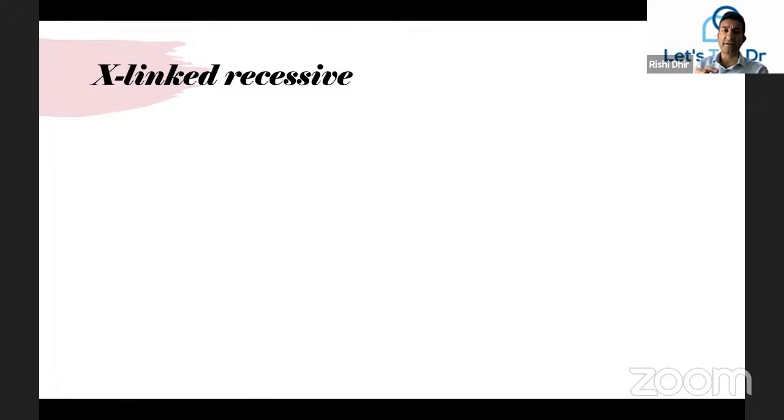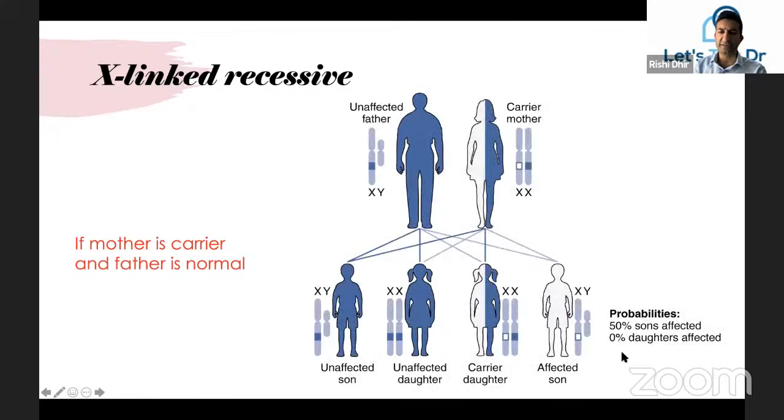So the question they might ask you is, if the mother is a carrier and the father is normal, what will the children be? So basically, 50% of the sons will be affected, but none of the daughters will be affected, okay?